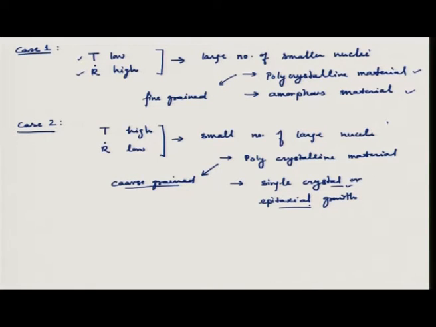So, these are the two different regimes in which you can deposit your thin films, and you can control your morphology of the thin film by controlling substrate temperature and deposition rate.